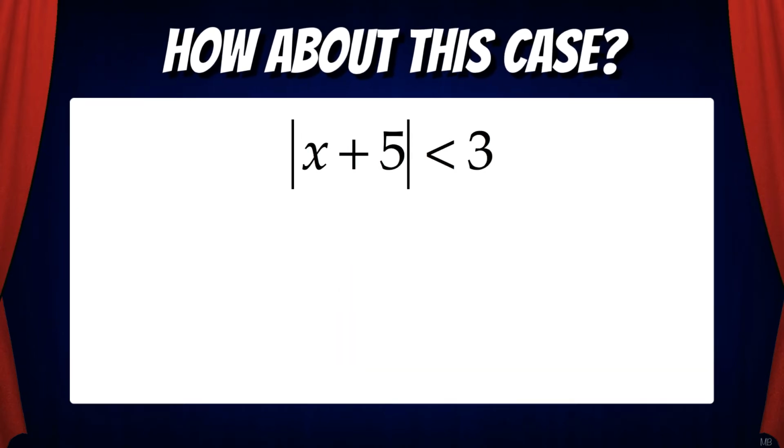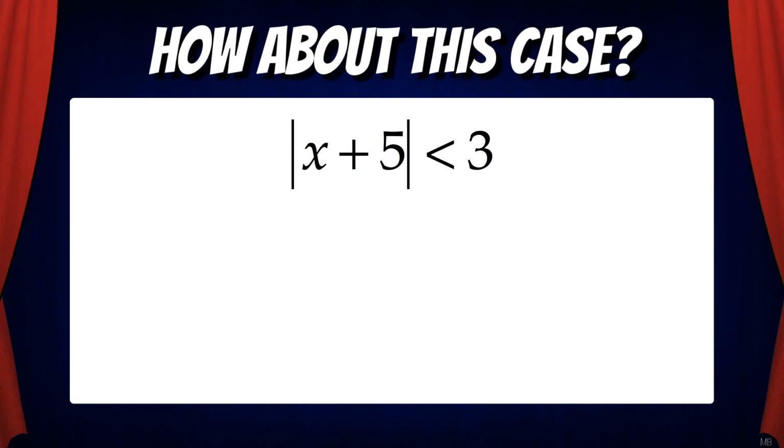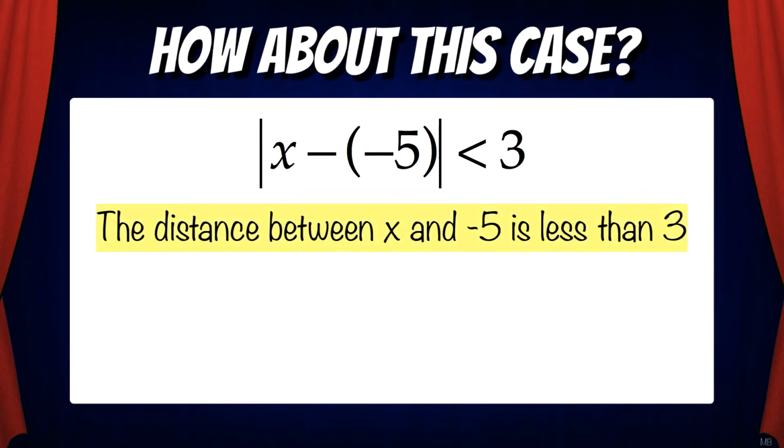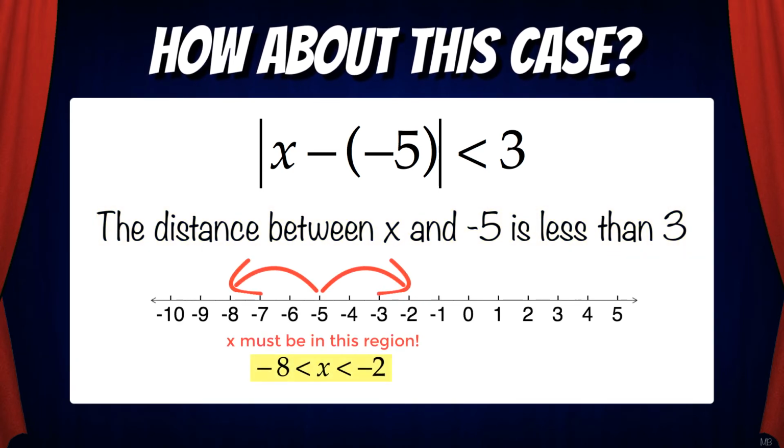What about this case? The absolute value of x plus 5 is less than 3. No problem. This is really the absolute value of x minus -5. If we translate this to a distance statement, we get the distance between x and -5 is less than 3. So what we're going to do is go to -5 and move out in either direction 3 units. This gives us the region that x must be within. X must be greater than -8 and less than -2.